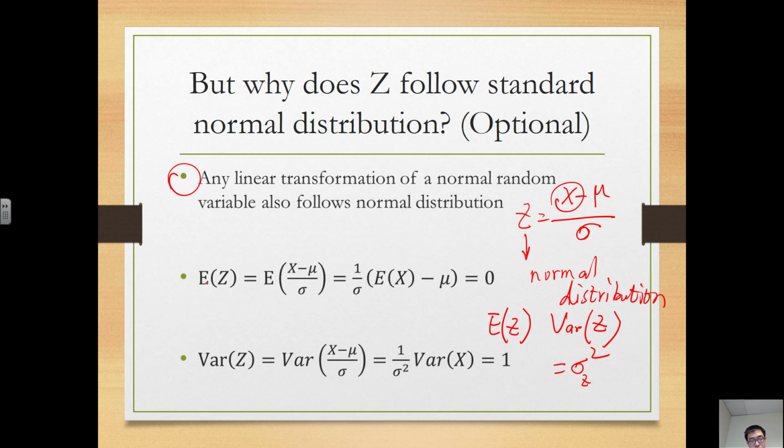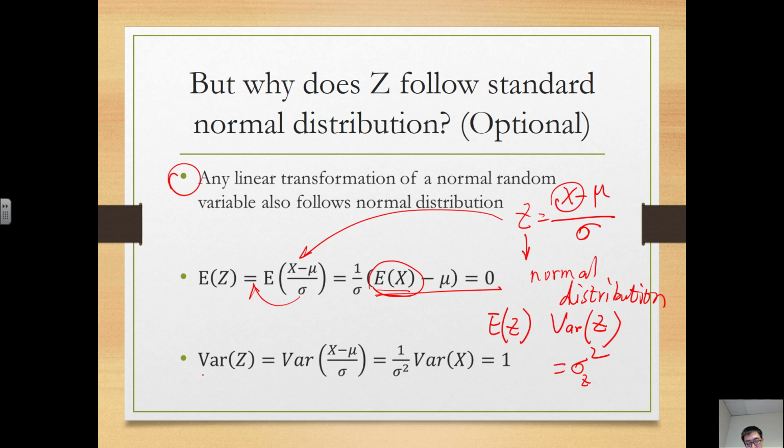So we can use the properties of expectation. When you calculate the expectation of z, you just plug in how to calculate z. It's the expectation of x minus mu divided by sigma, and you can put sigma out. Because mu is not a random variable, it's just a number, you don't need to worry about the expectation of mu. And you know that the expectation of x is mu, because mu is the mean of x. So this one is 0.